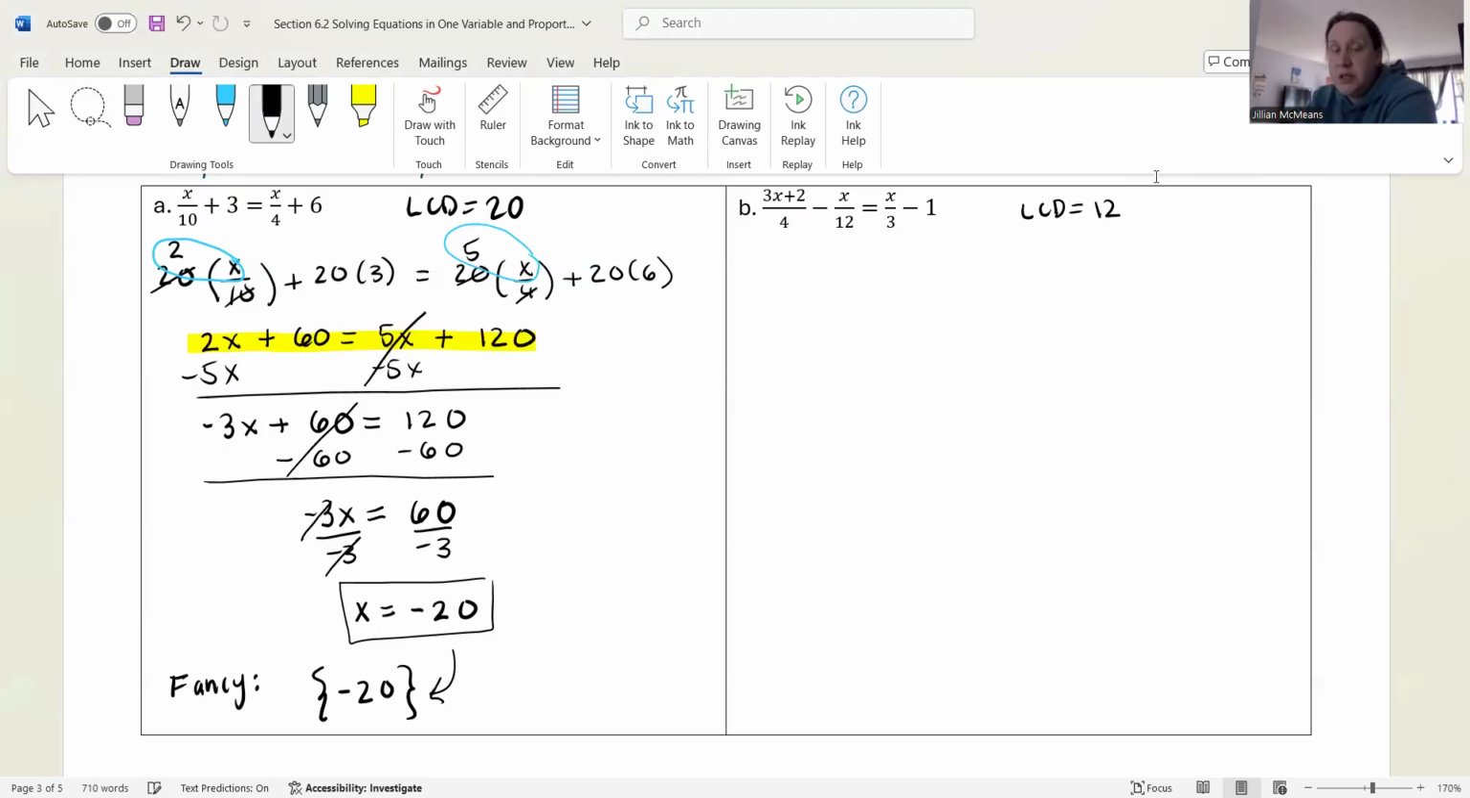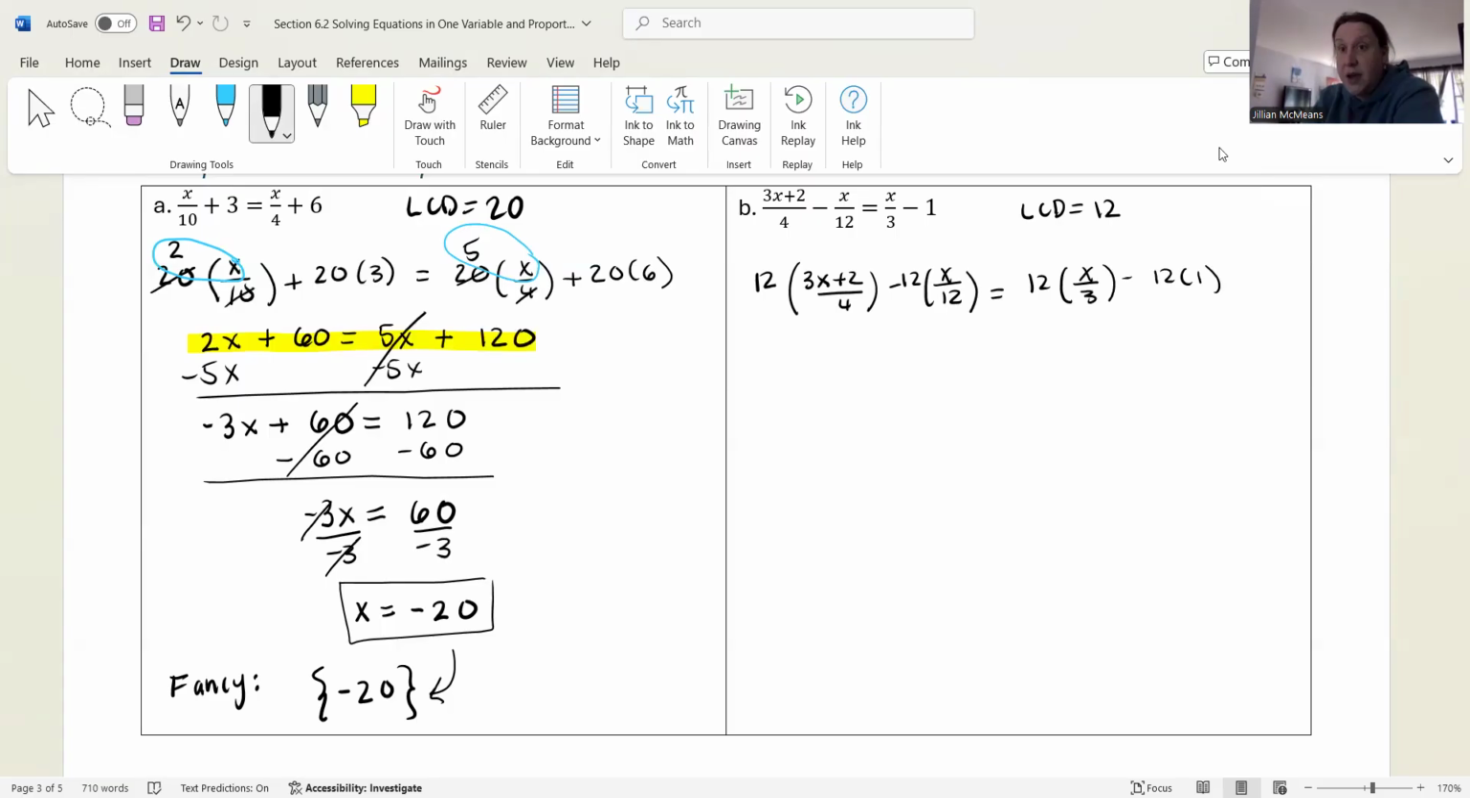And once you find your LCD, you want to multiply all terms by the LCD. If it is easier for you to think of it as multiplying both sides of the equation by the LCD and then distributing, that is also fine. Okay? So I've got an LCD of 12. I'm going to multiply it by each term. All right, so I've multiplied all 4 terms by the LCD.